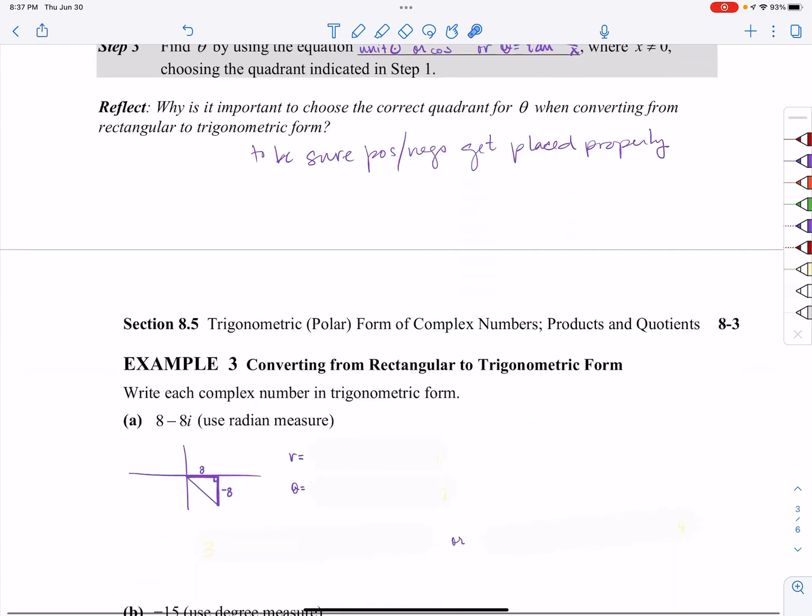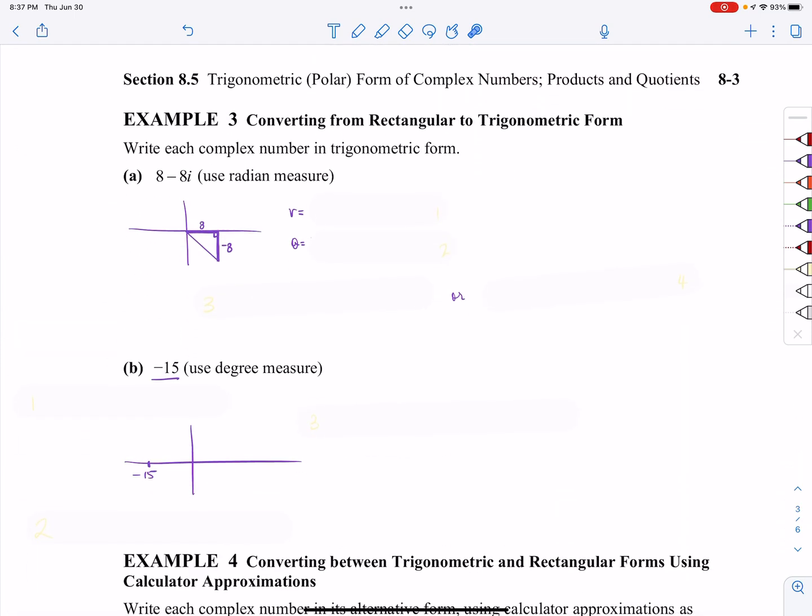All right, example number 3. Notice that it says write each complex number in trigonometric form. So you look at this. I have legs. I want trigonometric form. I want polar form. I want r's and thetas. So I've already drawn it for you. When you have legs, draw a picture. I'll use the Pythagorean theorem to get my radius, which is 8 root 2.